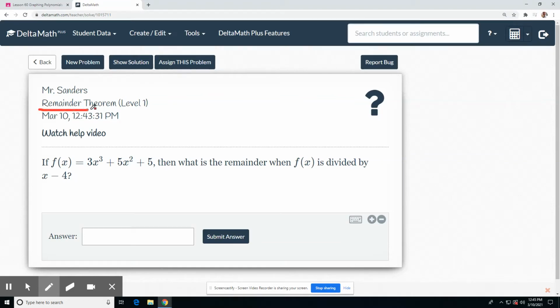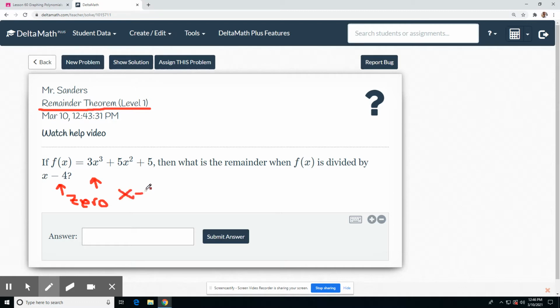We are using the remainder theorem, level 1. What the remainder theorem is saying is that if we have a polynomial divided by a polynomial, we would look at the zero here and just plug that in to our function. So whatever makes the 0 here, we use that to plug into our function.